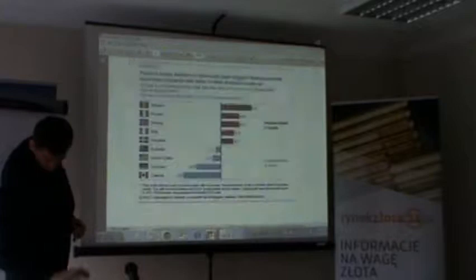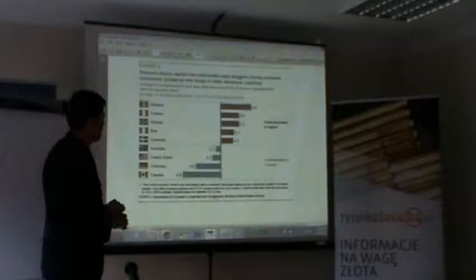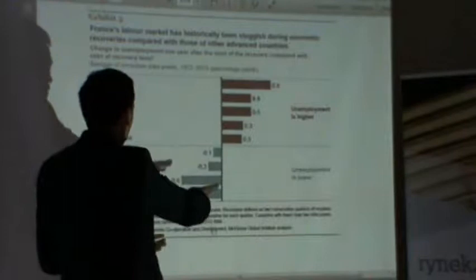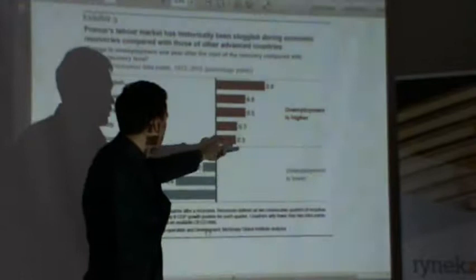So, the French labor market has historically been sluggish. You can see this is a chart showing the change of unemployment one year after the start of recovery. The recession is defined as two quarters of negative growth of the economy, and then after that is the turnaround. You can see that unemployment in these countries was usually still higher, while for countries like Australia, the U.S., and Germany, you would already see a recovery happening.